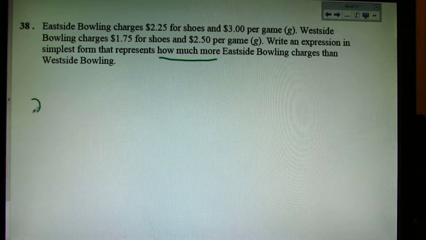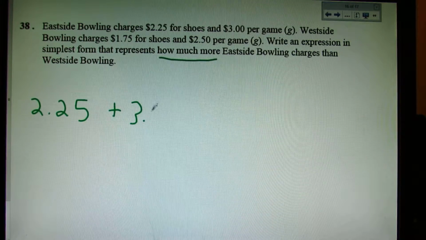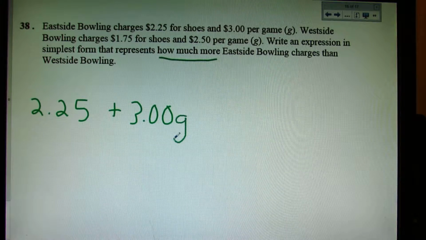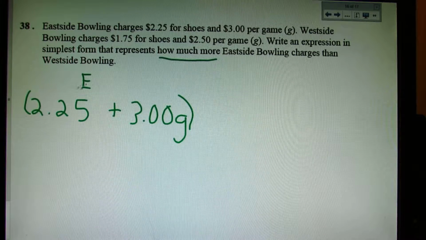Eastside charges $2.25 for shoes plus $3 per game G. That means each game costs $3. That's why I put the G right next to the $3. Cool. So that's my Eastside Bowling, that whole expression. Now I have Westside Bowling.